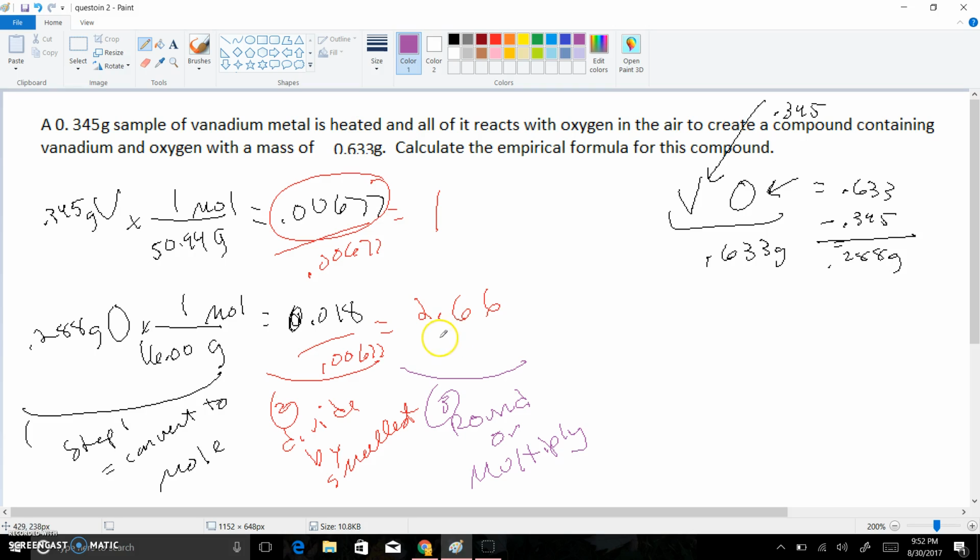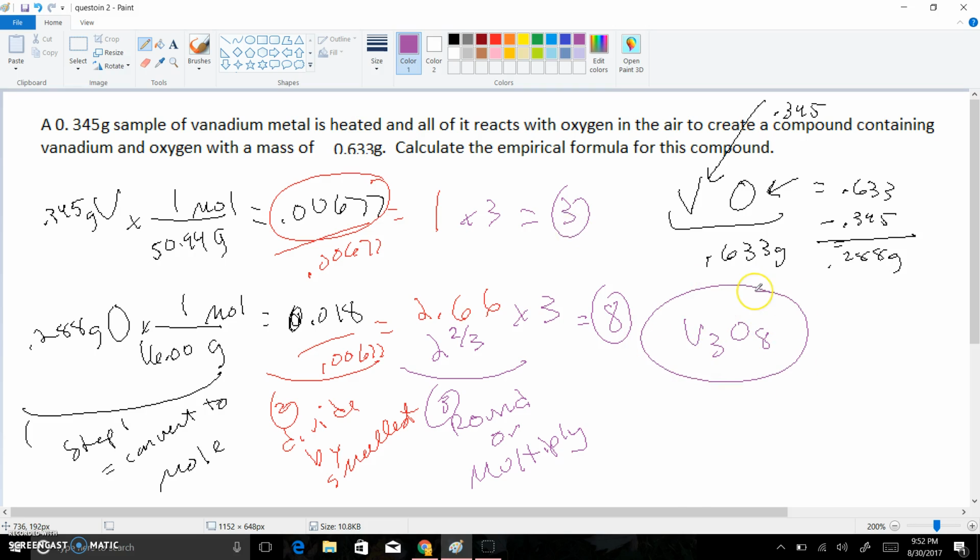But in this case, this 2.66 is like 2 2/3. So I'm going to multiply this by 3. And what you do to this one, you have to do to the top one to find the lowest whole number ratio. So here, 2 2/3 times 3 is going to get me to 8. And the vanadium is going to be a 3, because I multiplied 1 by 3. So I've got V3O8 as my empirical formula.